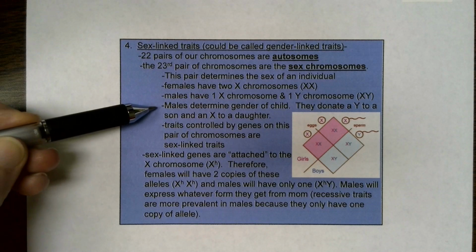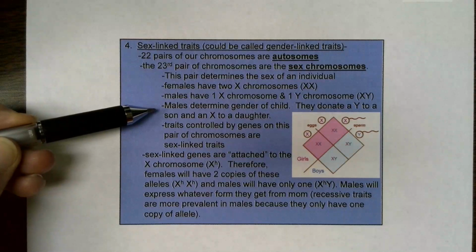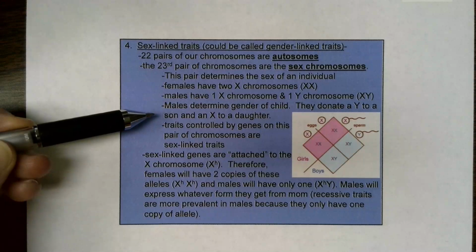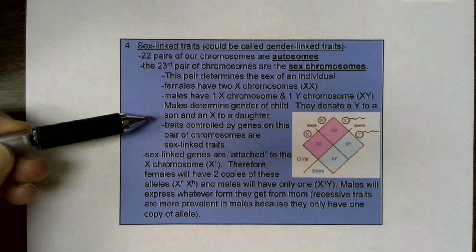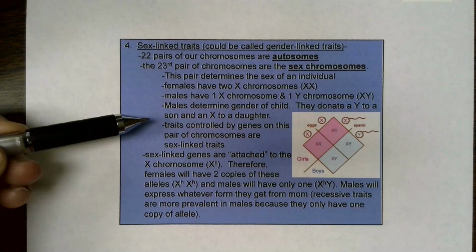So it says right here, this particular bullet, males determine the gender of a child. They're going to donate the Y chromosome to a son and the X chromosome to a daughter. So if you are female, your dad gave you an X chromosome, and so did your mom. If you are male, your dad gave you a Y chromosome, right? Your mom still gave you an X chromosome. Okay, so females, we only donate X chromosomes to our children.